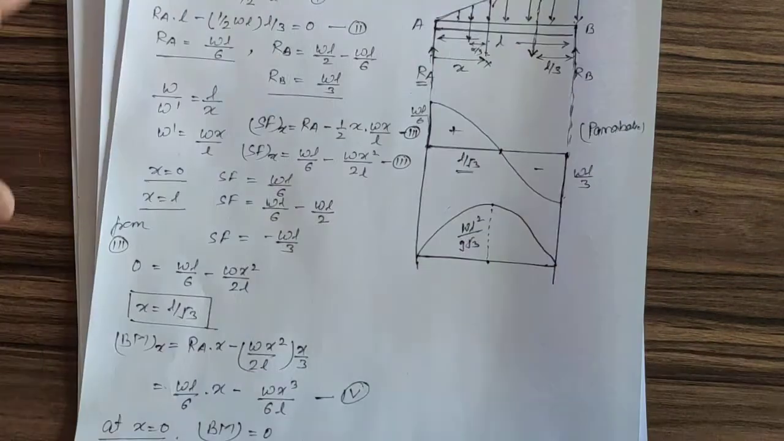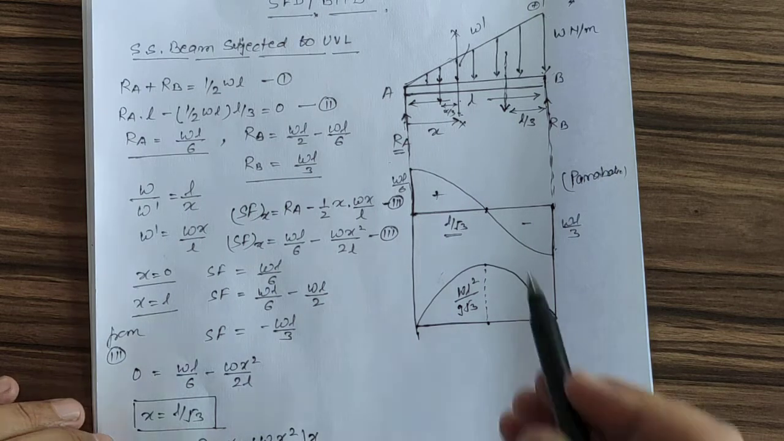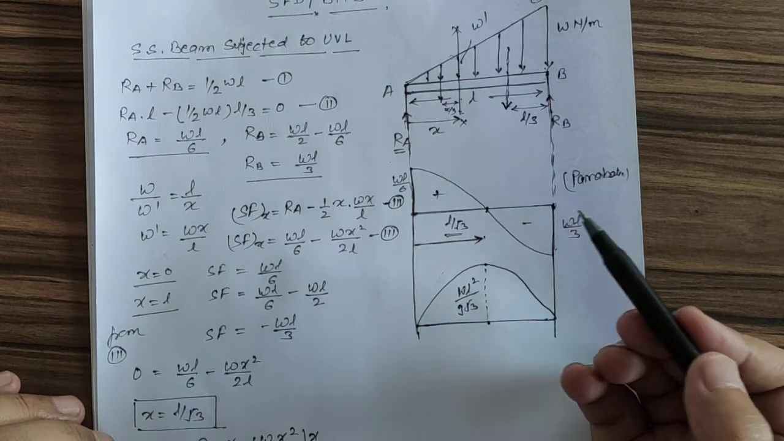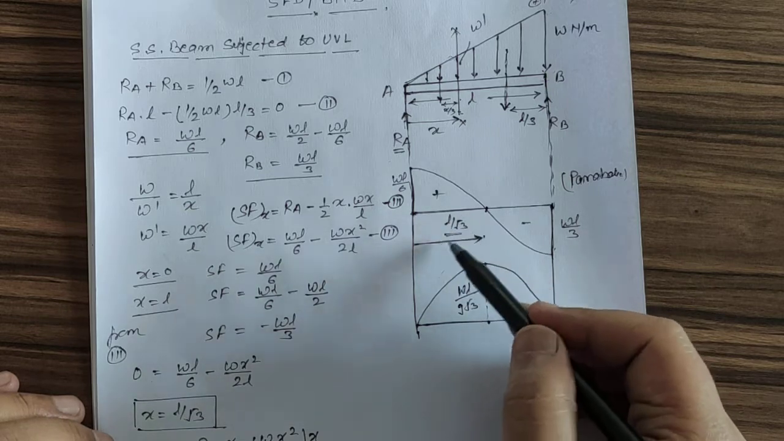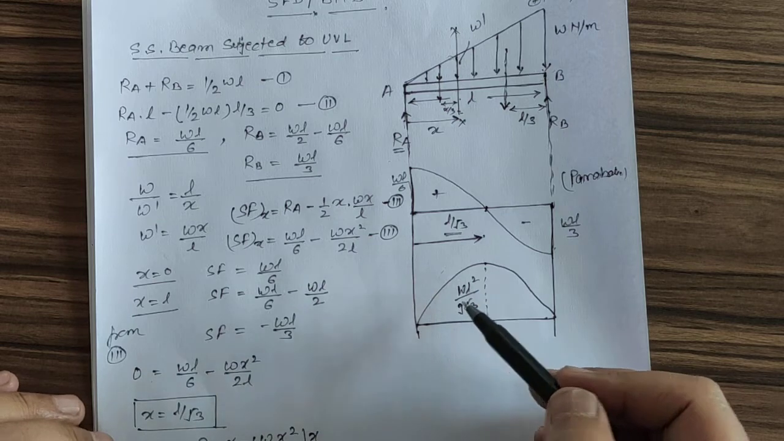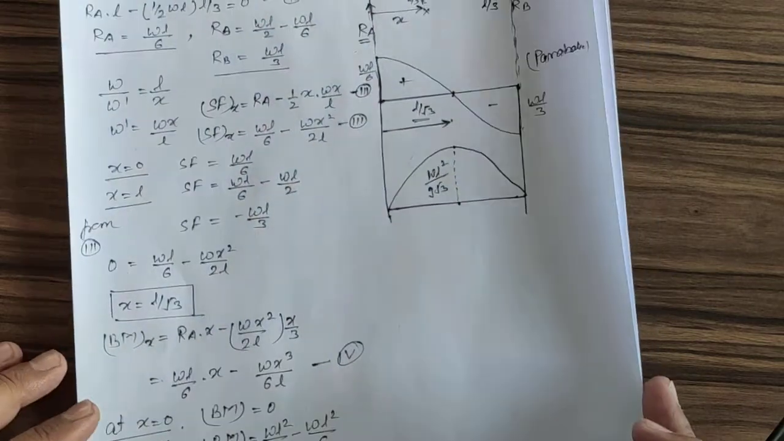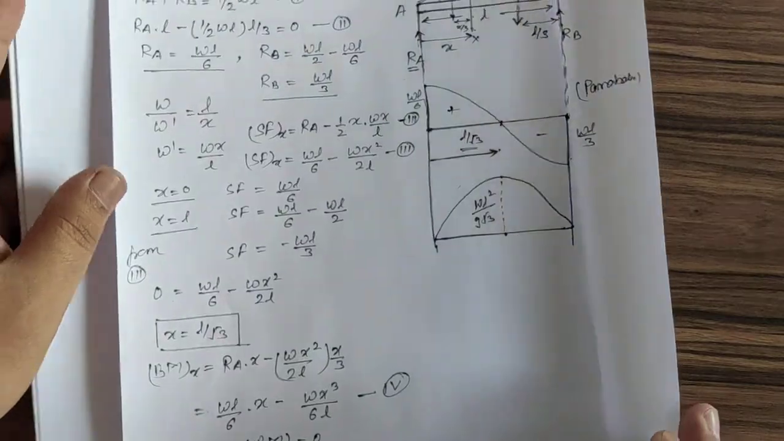So this question was asked just a few months back in the State Engineering Services examination, in which they asked to find the location of the maximum bending moment, which is L by 3, and the value of the maximum bending moment. Just 2-3 months back it was asked for assistant engineer. Similarly, we can now solve any case.